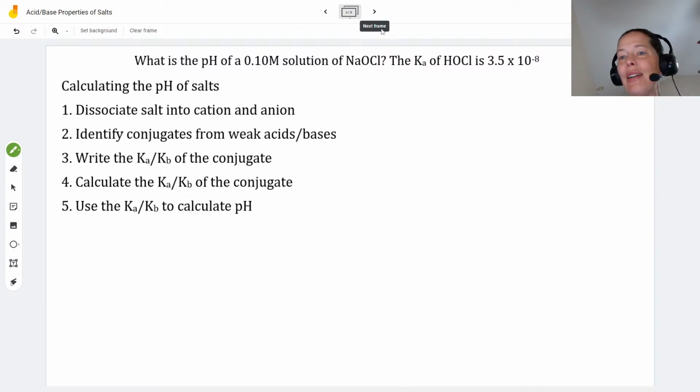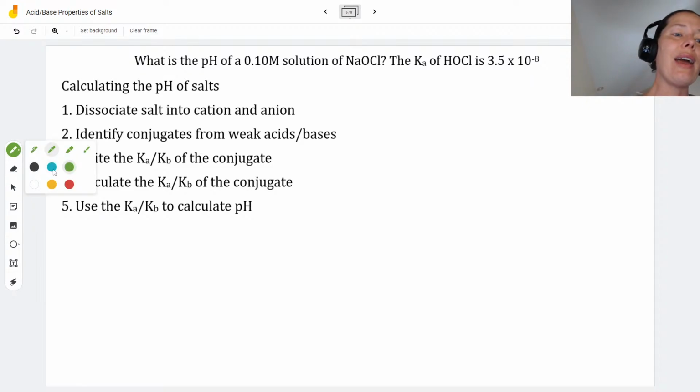Okay, so here is my next problem, and I promise this is not a pH of 7. So what I've got is, again, a 0.1 molar solution of sodium hypochlorite. And I am given the Ka of hypochlorous acid is 3.5 times 10 to the negative 8. So that already should get your brain working, hopefully, to say, oh, I've definitely got a weak acid in here somewhere. I'm going to have to use this Ka at some point. And yes, we will use this Ka at some point.